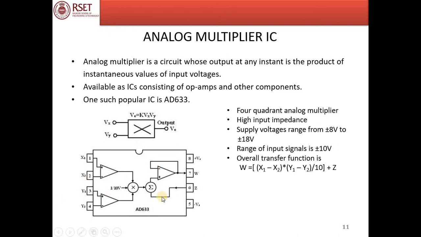And as I said, what is the overall transfer function? W is equal to, this is a differential amplifier. Here we get x1 minus x2. Here we get y1 minus y2, and that is multiplied. So x1 minus x2 into y1 minus y2 by 10. There is always a scaling factor. Then plus Z. So W is equal to x1 minus x2 into y1 minus y2 by the scaling factor, which is 10, plus Z. So as I said, depending upon our application, we can ground some of these inputs.